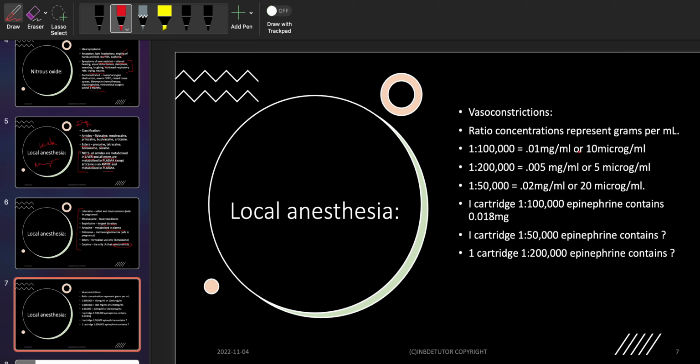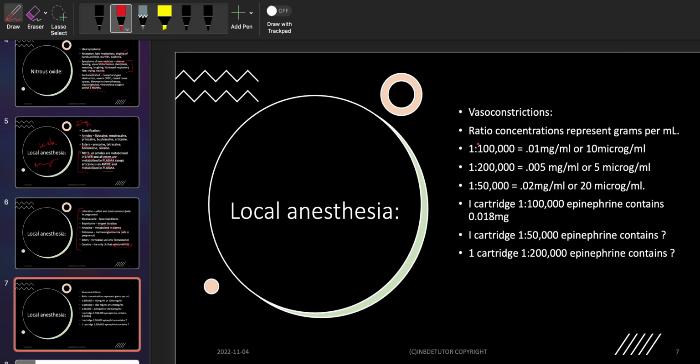Which actually increases the risk for burning sensation during injection of the LA that contains vasoconstrictor. So if there is no metabisulfite and there is a vasoconstrictor, it can decrease the pH of the solution and there might be some burning sensation. So to prevent that burning sensation, we add metabisulfite. Now, let's go ahead and talk a little bit about the calculations.